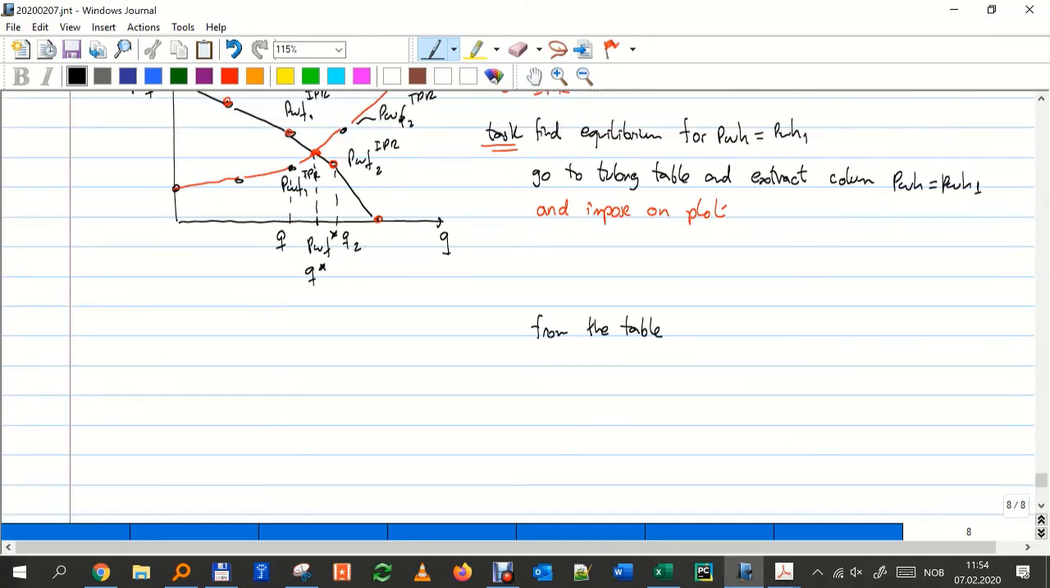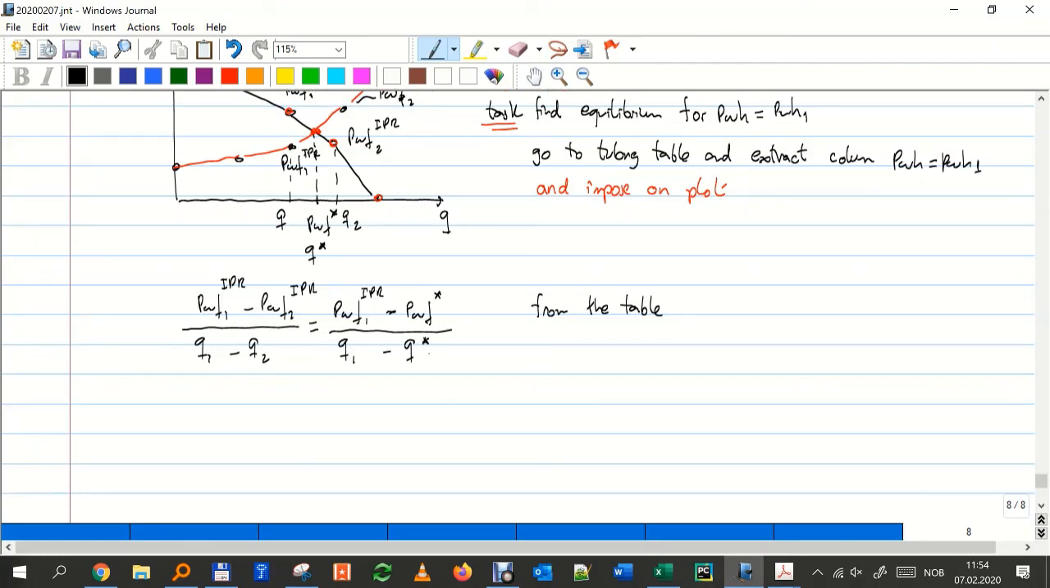So the first equation is PWF1 from IPR minus PWF2 from IPR divided by Q1 minus Q2 will be equal to PWF1 from IPR minus PWF star divided by Q1 minus Q star. So I have one equation with two unknowns. The second equation is PWF1 from the TPR minus PWF2 from the TPR divided by Q1 minus Q2, that will be PWF1 from the TPR minus PWF star divided by Q1 minus Q star. So two equations with two unknowns, I can solve it very efficiently.